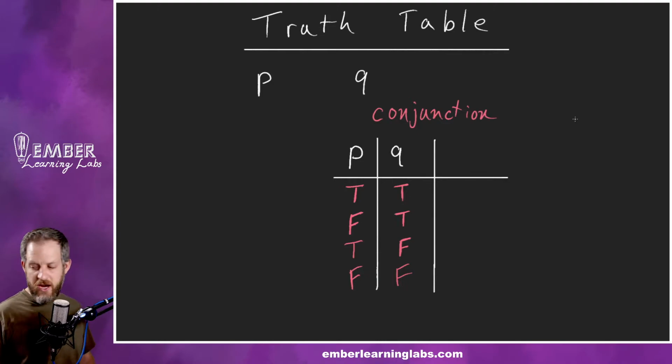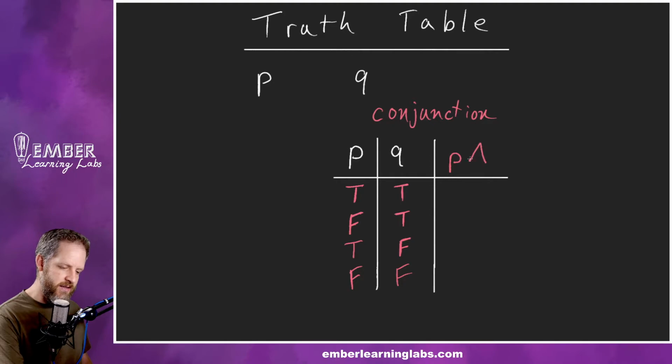A conjunction has a special symbol. The symbol for conjunction is kind of like an A, but not. So we would say P, and, like a capital A without the bar on it, Q. I'm going to label that in our notes to make sure this is clear. We say this "and."